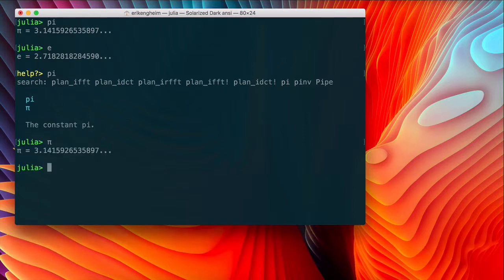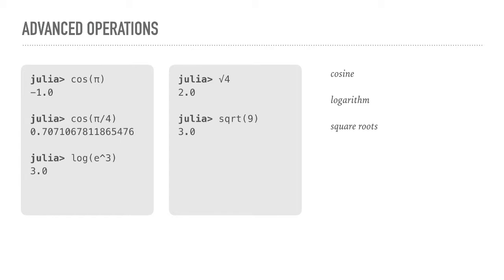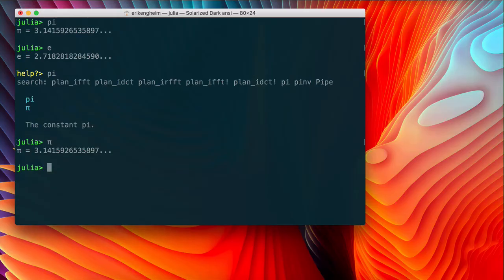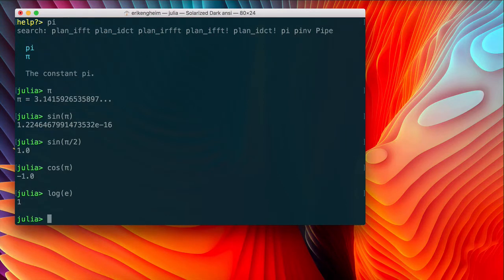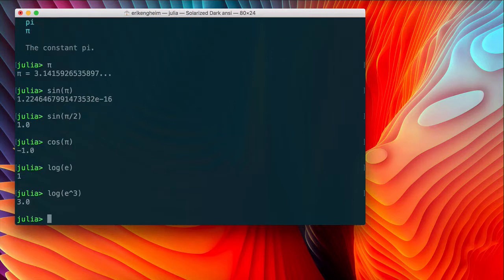So I'm going to show you some more advanced operations in Julia, like sine. So the sine of pi, and the sine of pi and a half. We can use the cosine. Of course, we can do things like the logarithm. So this is the natural logarithm of e, and we can do the logarithm of Euler's number to the power of 3, and that should naturally be 3 as well.